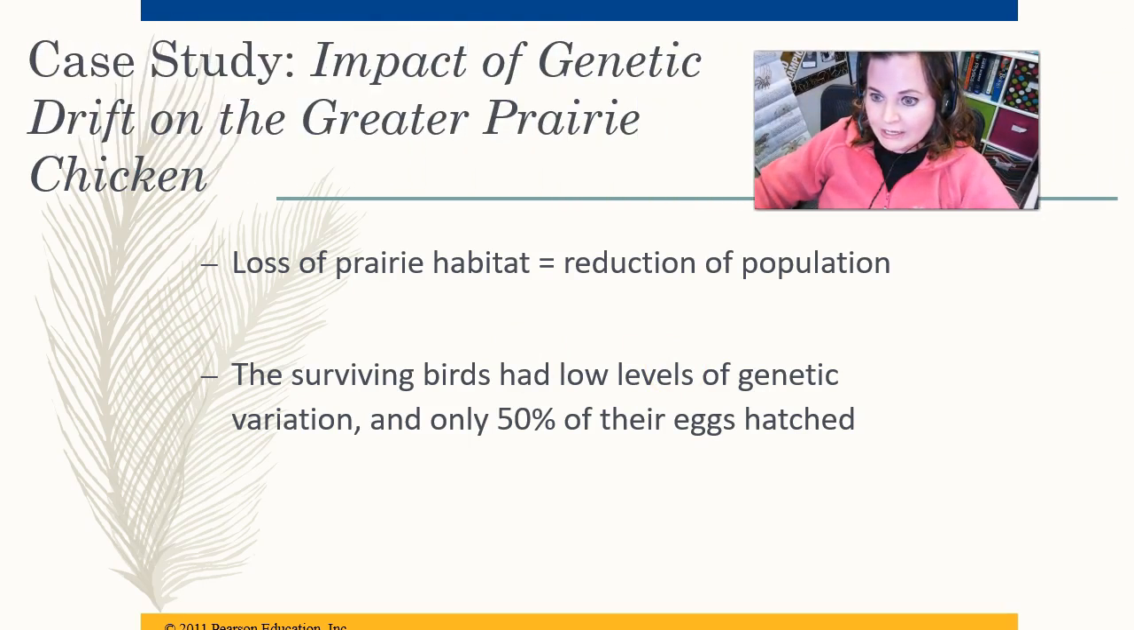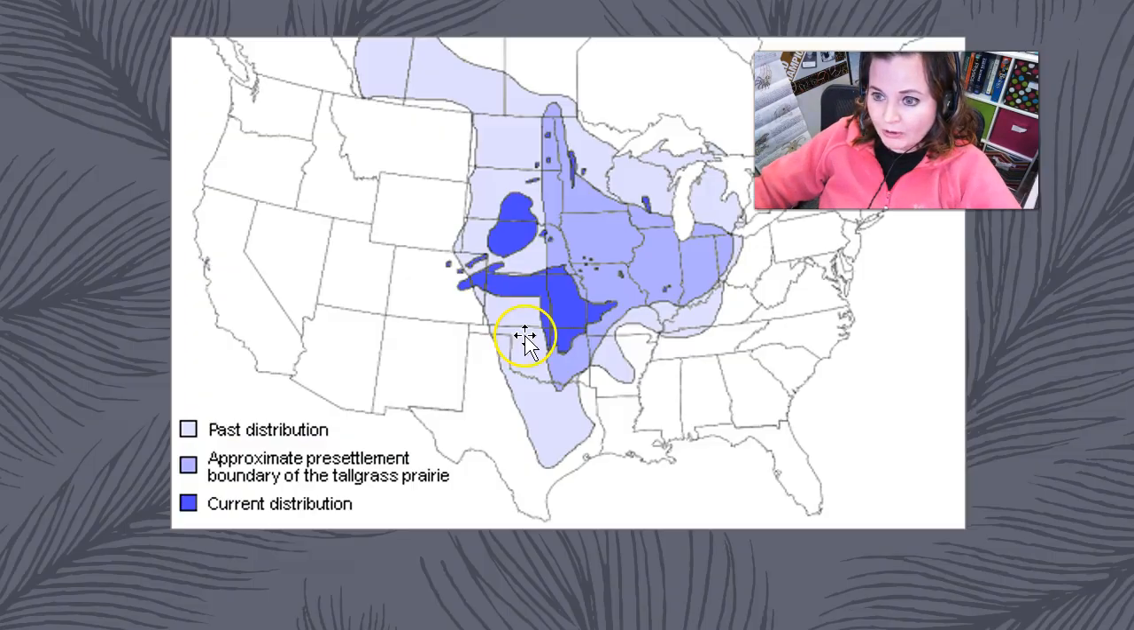The greater prairie chicken, it was drastically reduced in size, the population of greater prairie chicken, because of habitat destruction. So it didn't have anything to do with the fitness of the chickens. It is just because the majority of the habitat of the greater prairie chicken was lost as people colonized and moved into that area and began to farm it and stuff like that. They just got rid of the natural habitat of the greater prairie chicken. Problem was that when you looked at the greater prairie chicken population, we can see here that in the bright blue, that's where we see them currently.